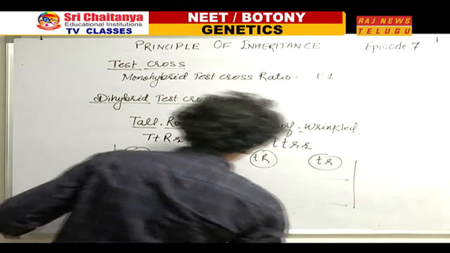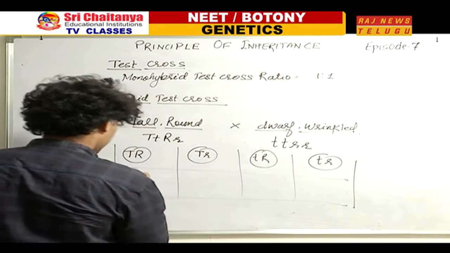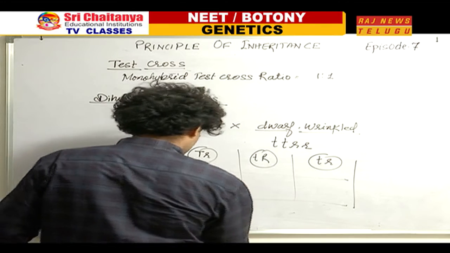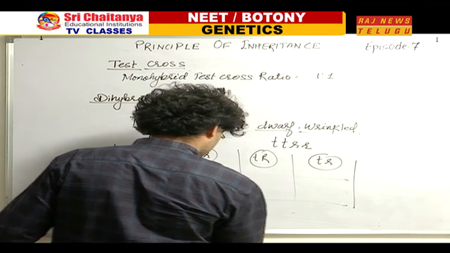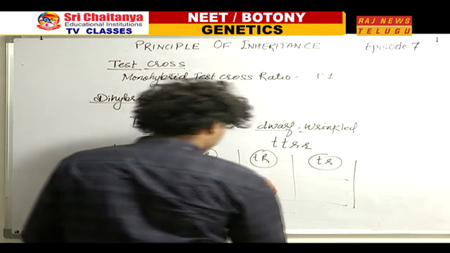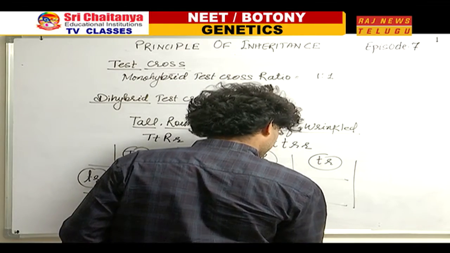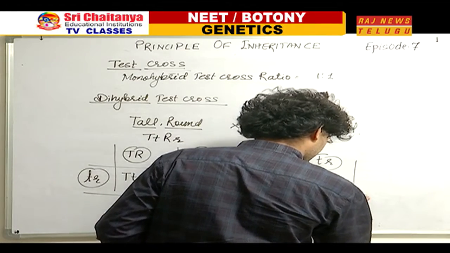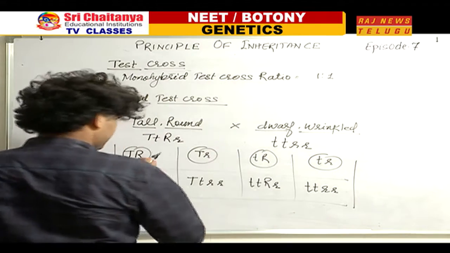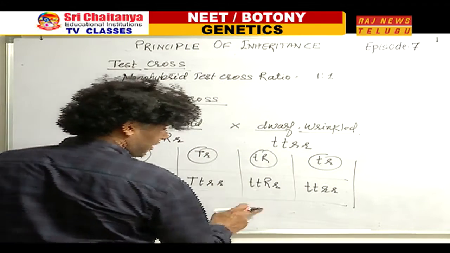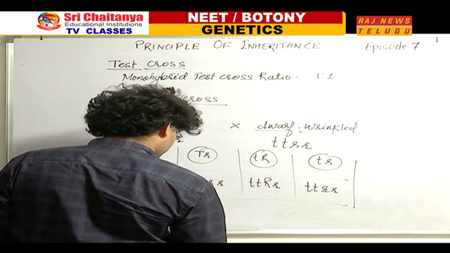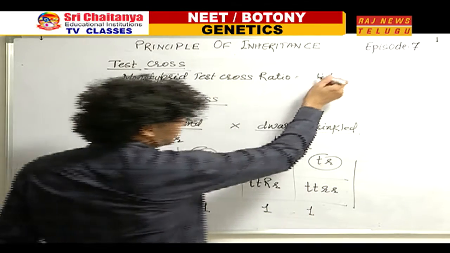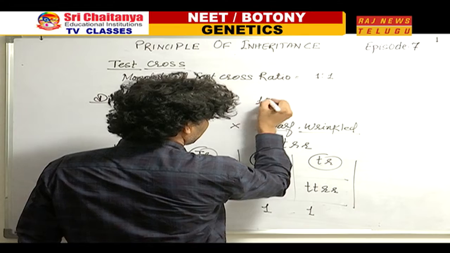Consequently, we will obtain capital T, small t, capital R, small r, meaning tall with round seed. We will obtain T, small t, small r, meaning tall with wrinkled seed. We will obtain small t, capital R, meaning dwarf with round seed. And we will obtain small t, small r, meaning dwarf with wrinkled seed. Tall round, tall wrinkled, dwarf round, dwarf wrinkled, in the ratio of 1:1:1:1. So the monohybrid test cross ratio is 1:1, and the dihybrid test cross ratio is 1:1:1:1.